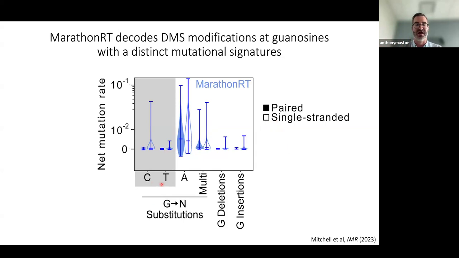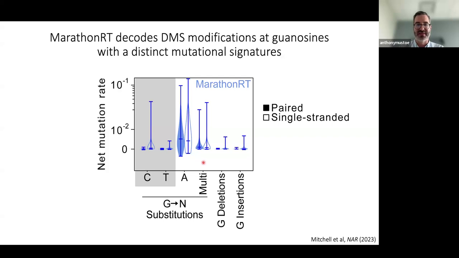That is just a sign that there was a modification there and that the reverse transcriptase enzyme inserted a random nucleotide. But what we observed is that that is not the case for MarathonRT. Looking at the ability to discriminate paired versus single-stranded nucleotides, these C and T substitutions have a lot of information quite specific to single-stranded nucleotides, whereas the dominant set of mutations that we observe are these G to A substitutions, which have no information in them at all about base pairing.